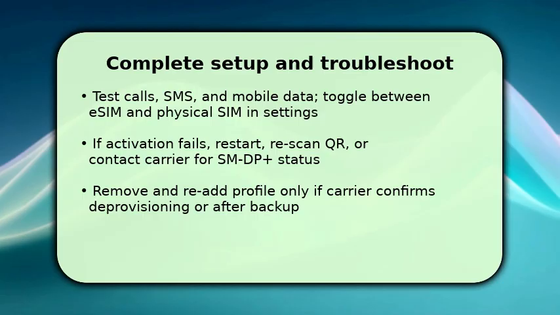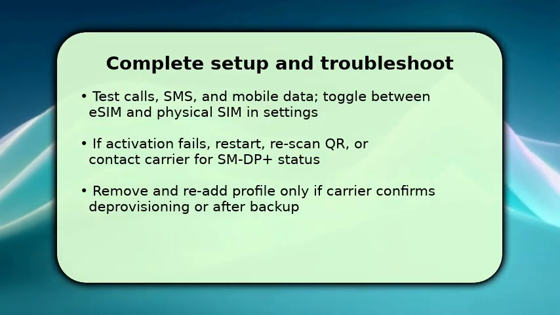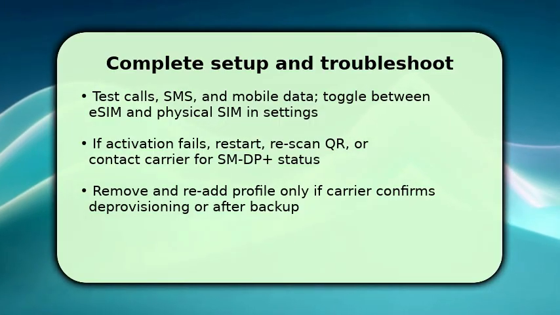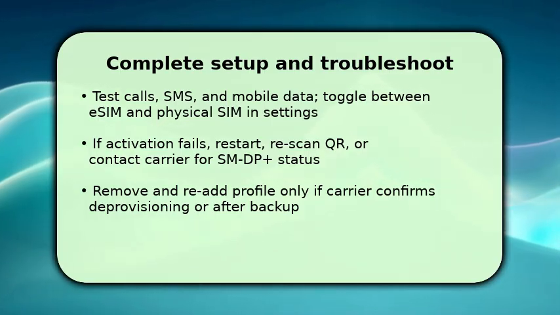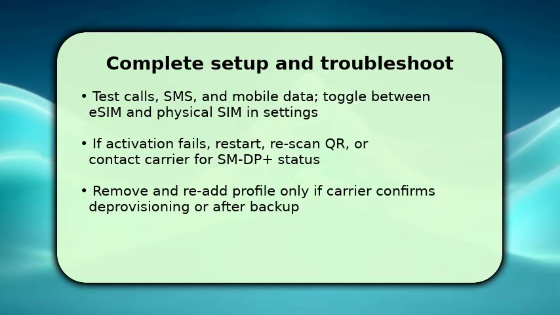If activation fails, restart the phone, re-scan the QR, and confirm the carrier activated the profile on their server. When nothing helps, contact carrier support for SM-DP+ provisioning. Finally, only remove and re-add the eSIM if the carrier asks you to, because that can erase activation state.